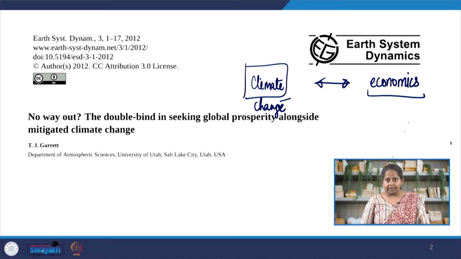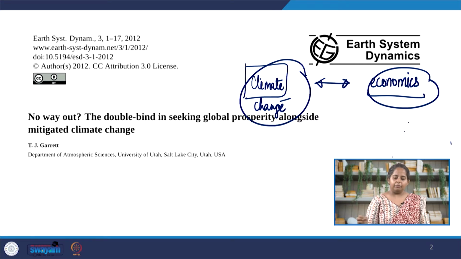But what T.J. Garrett did was the author highly simplified the system and reduced the resolution of both what is happening on the economic level and what's happening on the climate level to very simple terms, and used a thermodynamic based system which is frequently used in economics for modeling the flow of economical system to model both the climate change and the economics. So in this lecture, what we are going to do is see how T.J. Garrett built his model and what that model is about.